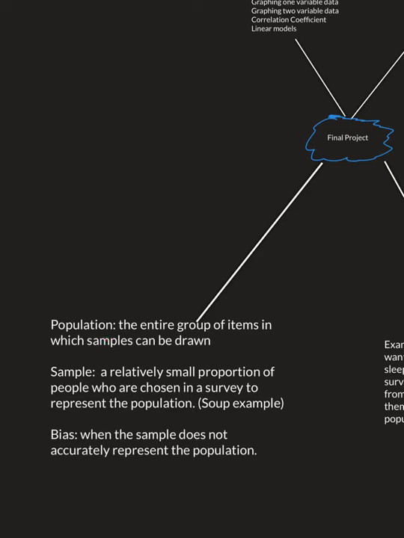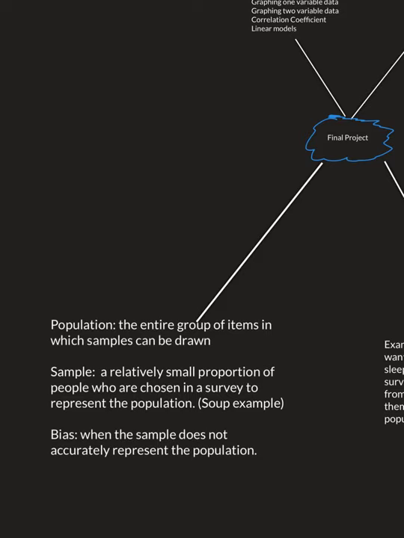Population is the entire group of items from which samples can be drawn. Actually, what I'm going to do is read all the definitions, then we're going to go over them, because I think that's going to bring some clarity. The sample is a relatively small proportion of people who are chosen in a survey to represent the population. So the soup example, what I mean by this is, let's say we have a giant pot of soup, and we're making it, we've been working really hard all day, and we want a taste test just to see how it tastes, right?